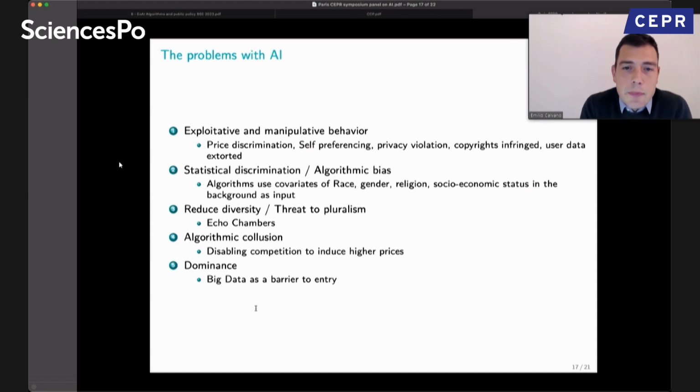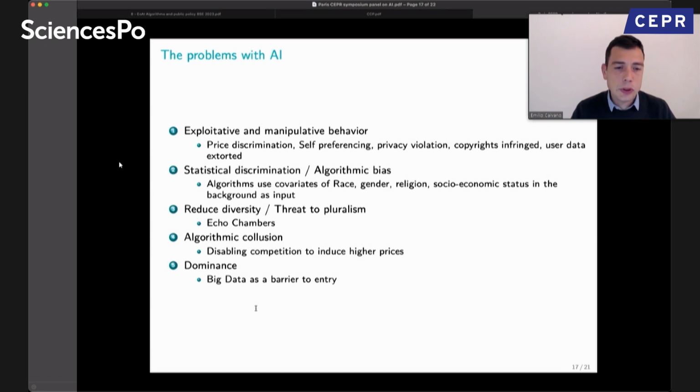Now, the kind of problems we've been thinking about when it comes to applications are exploitative and manipulative behavior. So there's this debate on price discrimination, this idea that these tools might engage in self-preferencing, might basically violate privacy, infringe copyrights, might extort user data. We've been talking about statistical discrimination and algorithmic bias. So this idea that, of course, these algorithms might use covariates of race, gender, and religion as an input in their process. We're talking about this idea that they might affect the policy, the public discourse by, say, locking us into echo chambers. We've been talking about social media as being an example of that.